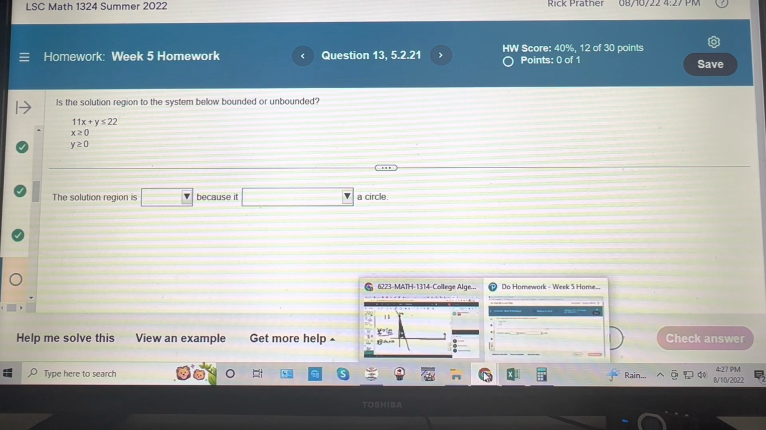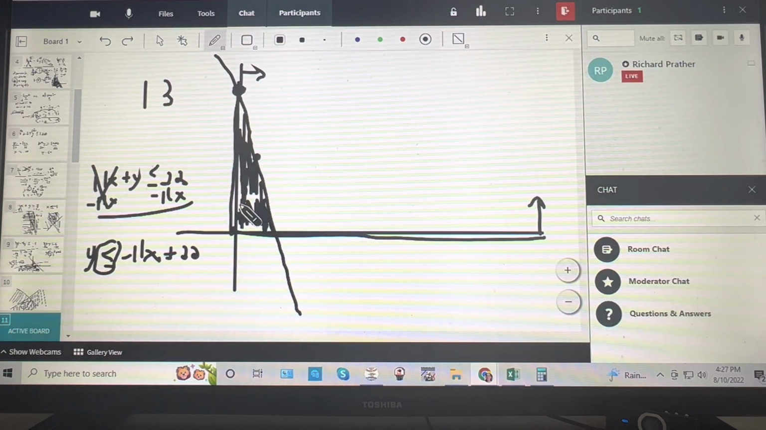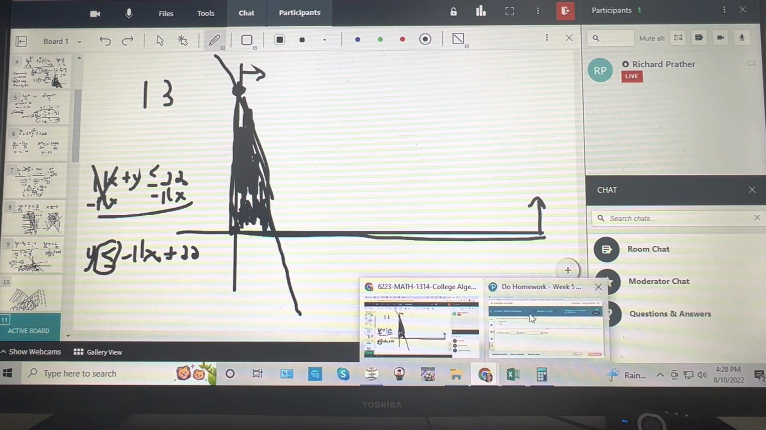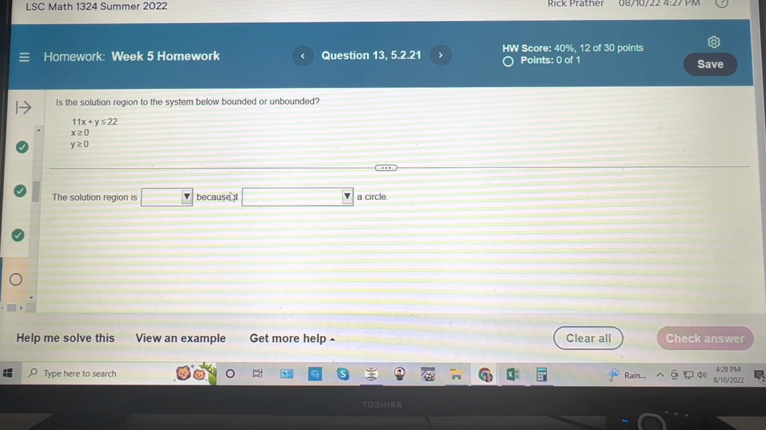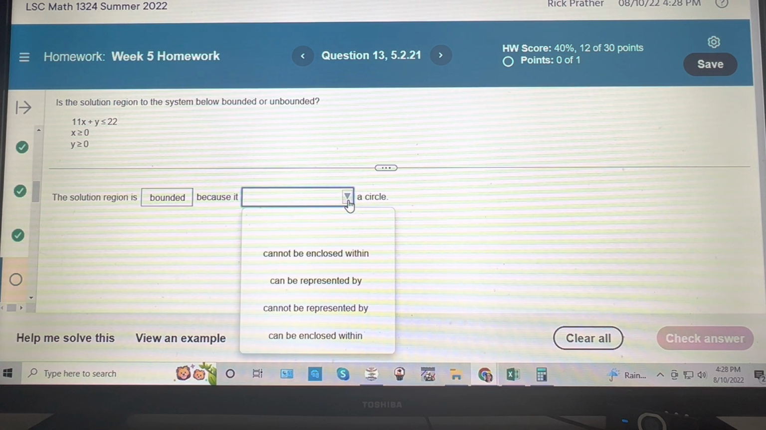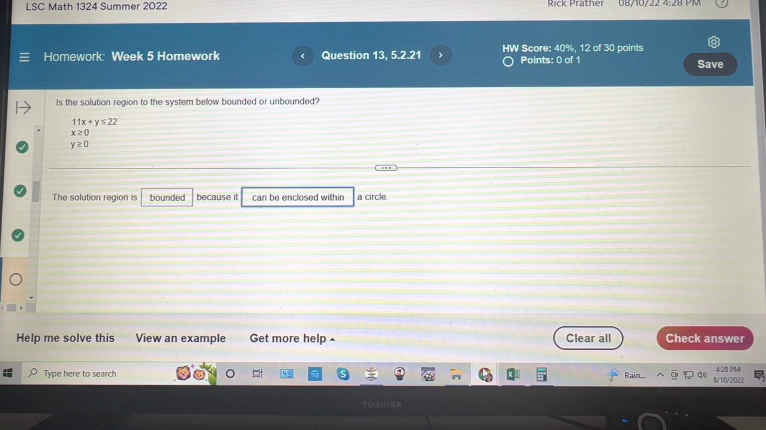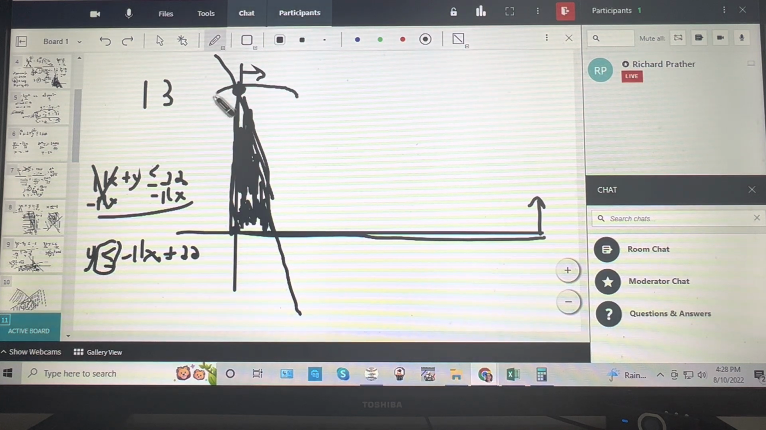So then if I look at my sketch here, this is enclosed. I had to stay within the x and the y-axis, and I had to be below the diagonal line. This is a bounded or enclosed region. And the only thing this problem's asking is, is it bounded or unbounded? It is bounded because it can be enclosed within a circle, is their definition of it. If you can put a circle around it, and it's entirely inside your circle, then it's bounded.